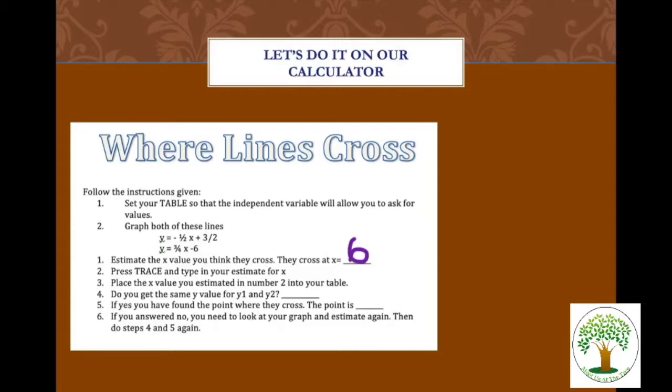Once we've estimated it, now we're going to press that trace button and type in that x. Now we're going to place that x value you estimated in 2, and we've guessed it in 1 and verified it in 2. We're going to put that into the table. That table will give you a better value.